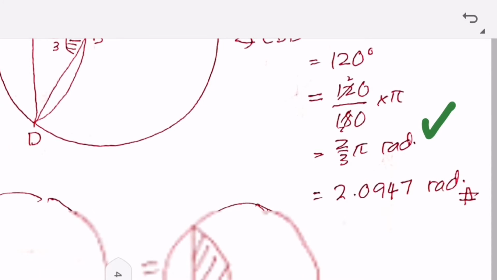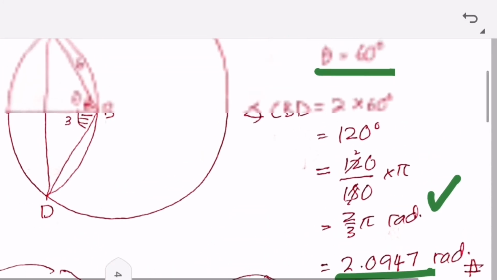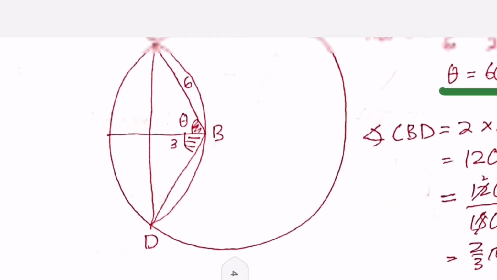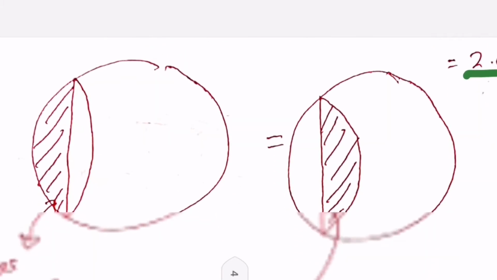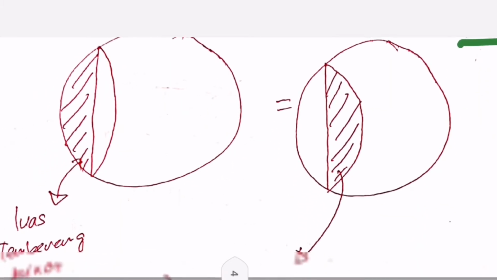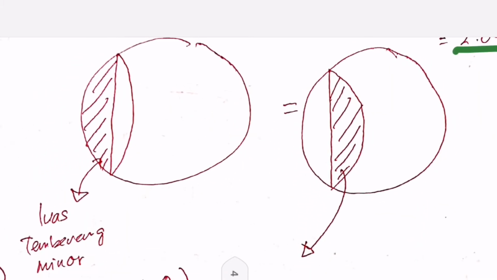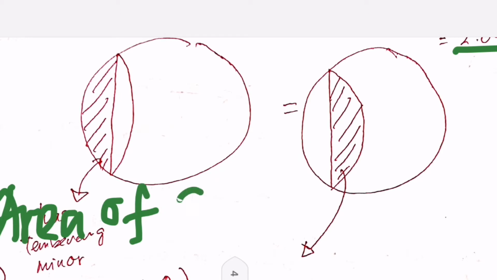Okay, so we'll proceed to the next one. So the next one is we actually want to find the area of the shaded region, right? So we will try to work out the area of the segment. This is called area of the segment. So segment is actually looks like the moon shape.